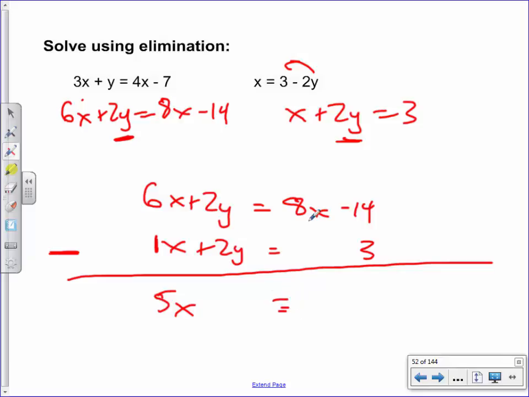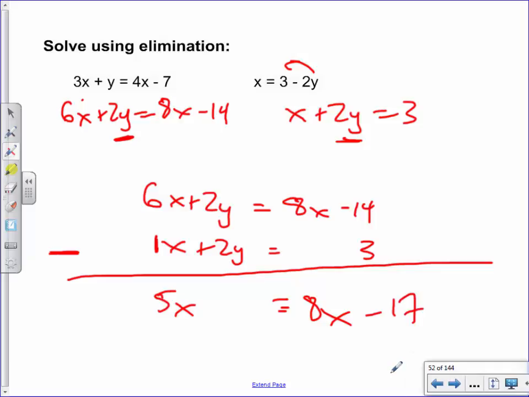This next one is kind of weird. What is 8x subtract nothing? 8x, yeah, we gotta leave 8x there. And what is minus 14 minus 3? Minus 17. That makes sense so far? We've now eliminated, hence the term elimination, we've eliminated y variables. So we're now back down to single variable math.